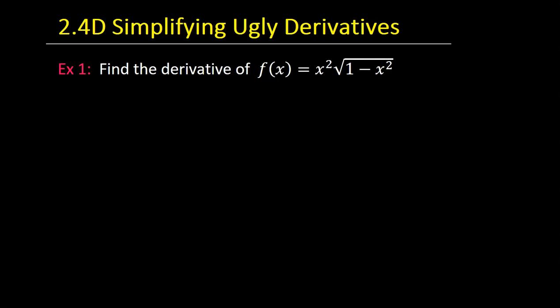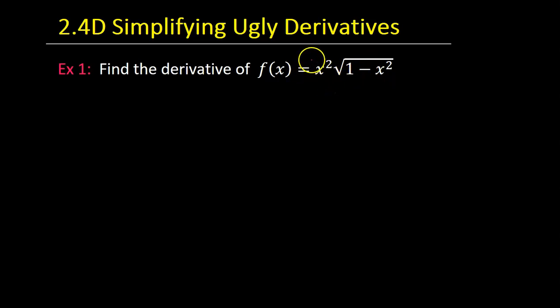Between the product rule, the quotient rule, and the chain rule, derivatives can get pretty complicated and messy really fast. So in this video, I will show you how to simplify ugly derivatives. In example 1, we're going to end up using the product rule and the chain rule.